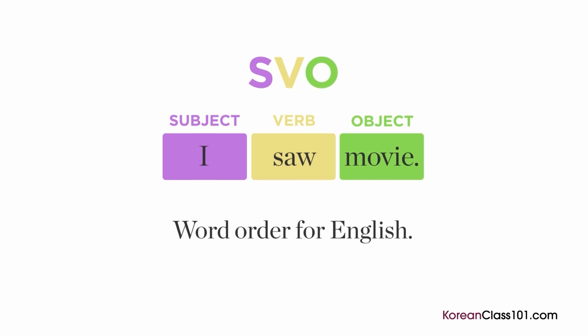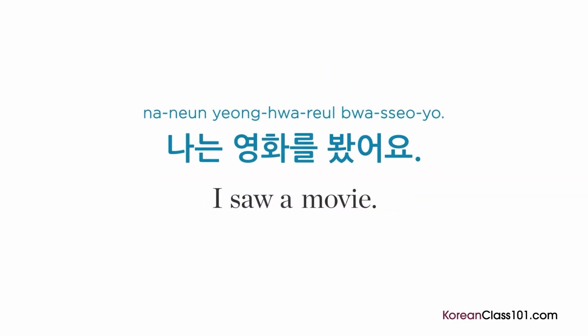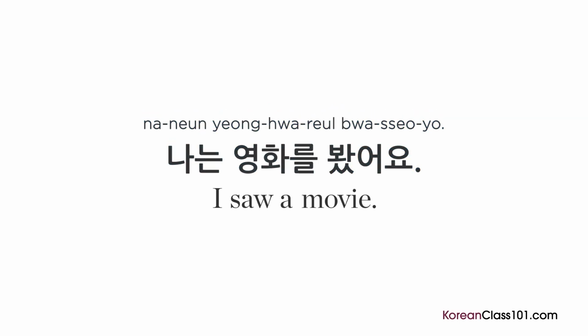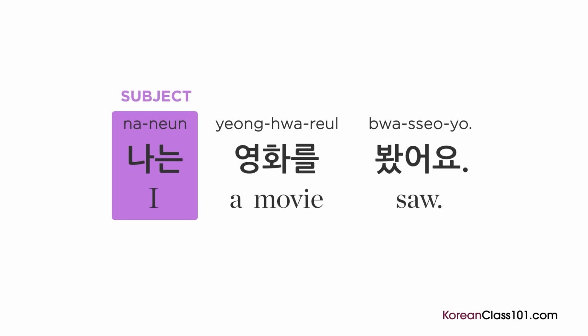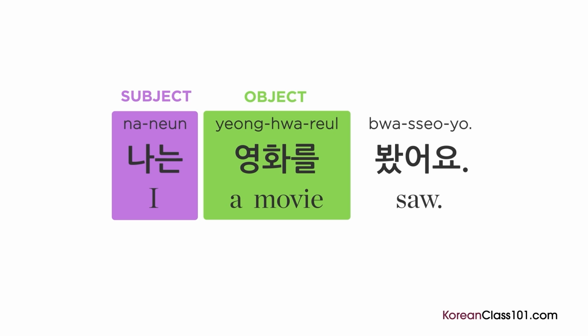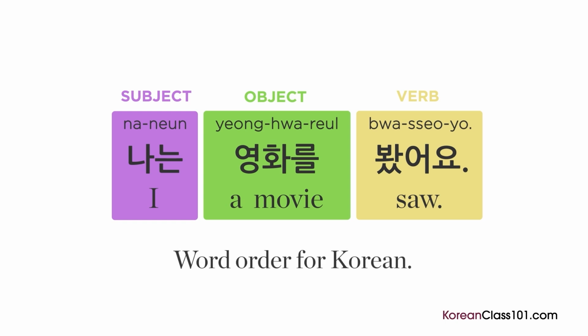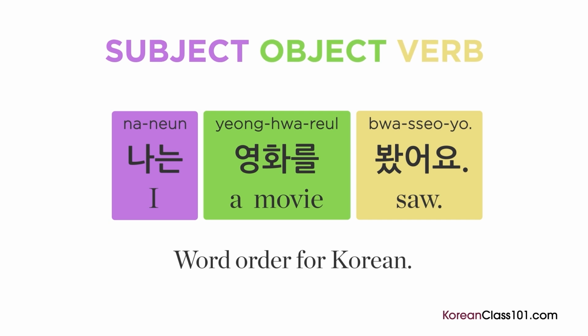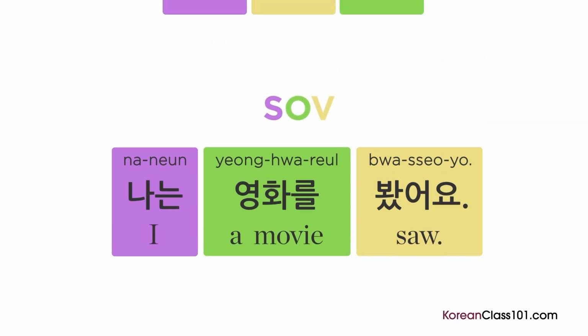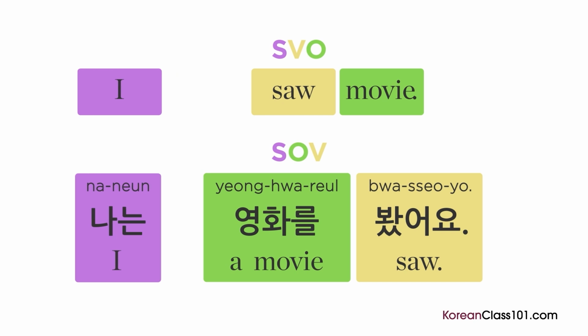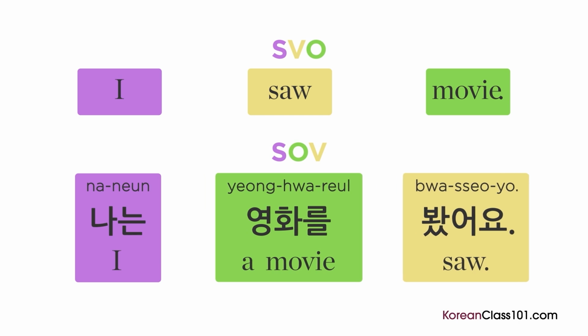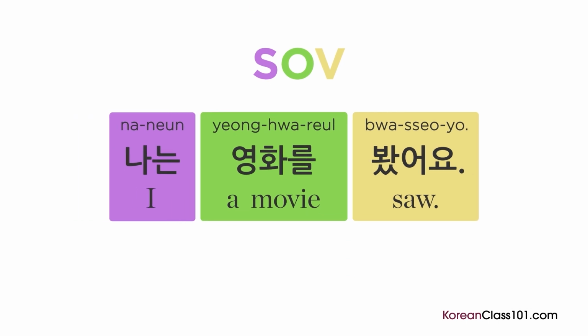Now, let's compare the same sentence, I saw a movie, in Korean. 나는 영화를 봤어요. If we break down the Korean sentence, we get the subject 나, meaning I, then comes the object 영화, meaning movie, and finally we have the verb 봤어요, meaning saw. The word order for Korean then is subject, object, verb, or SOV for short. In both languages, the subject is presented first. In English, though, it's followed by the verb and then the object, compared to the object being first and the verb last in Korean. The same sentence in Korean is essentially I movie saw, subject first, then object, and verb last, SOV. This is the basic word order for sentences in Korean. Okay, let's move on to the next section.